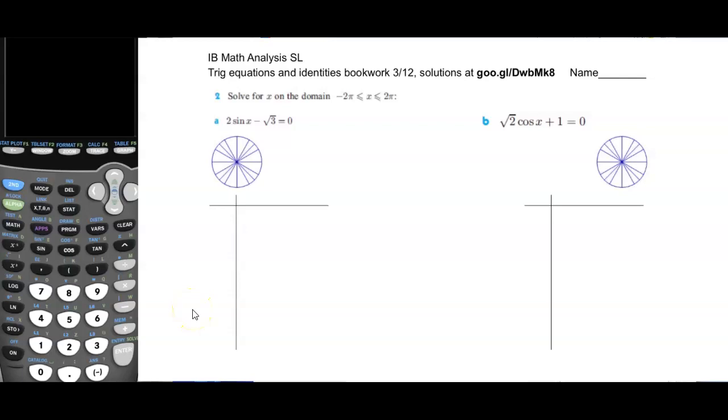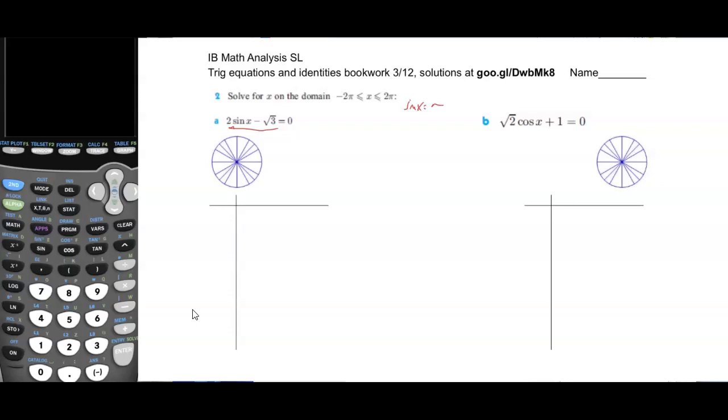Page 3 of trig equations and identities. Okay, so we have a strange looking problem here. It doesn't just say, oh, what are the x values when sine of x equals something? It is in a weird form. What we want to do is rearrange it so that we have sine x equals blah, blah, blah. We want to have sine x by itself on the left and everything else on the right.